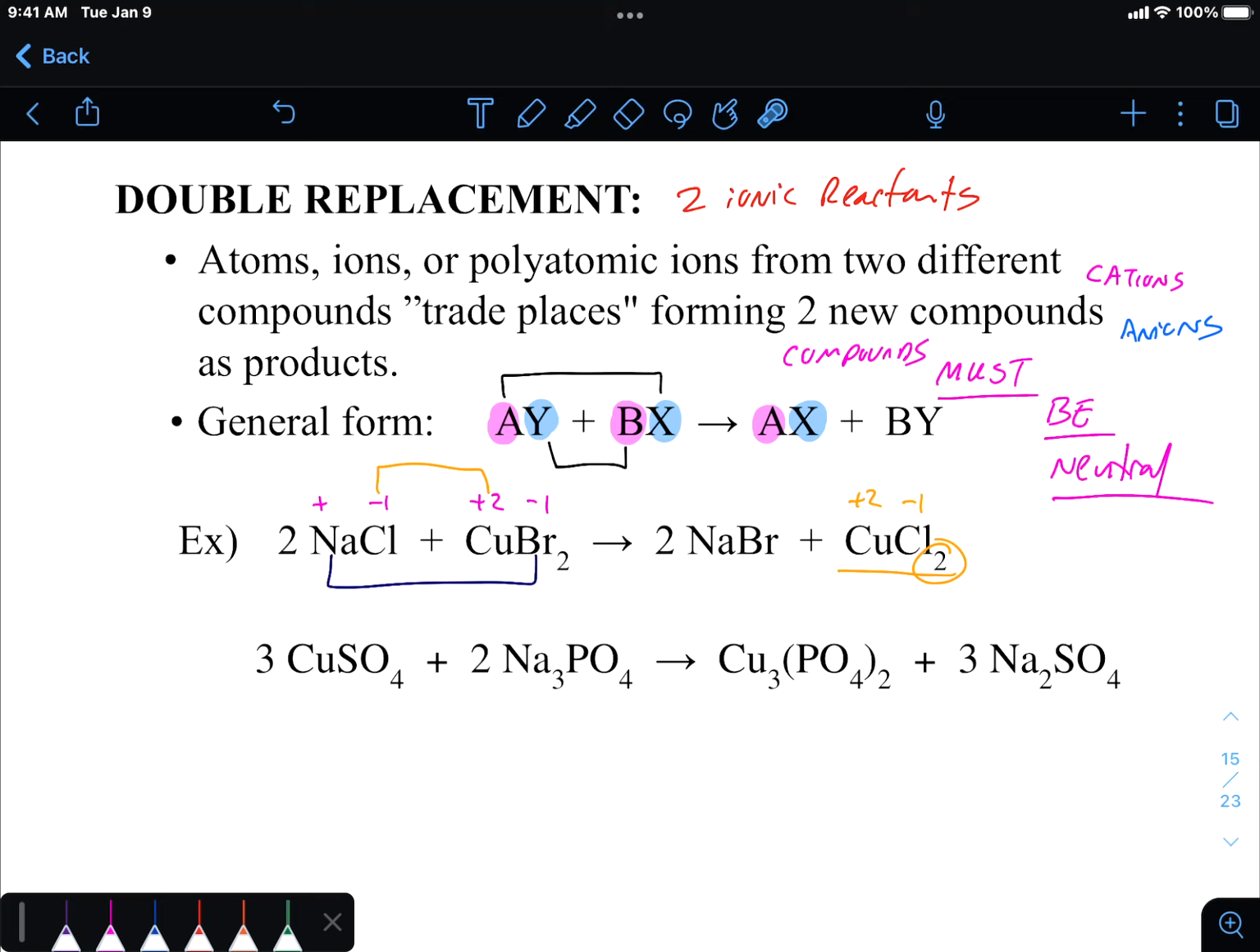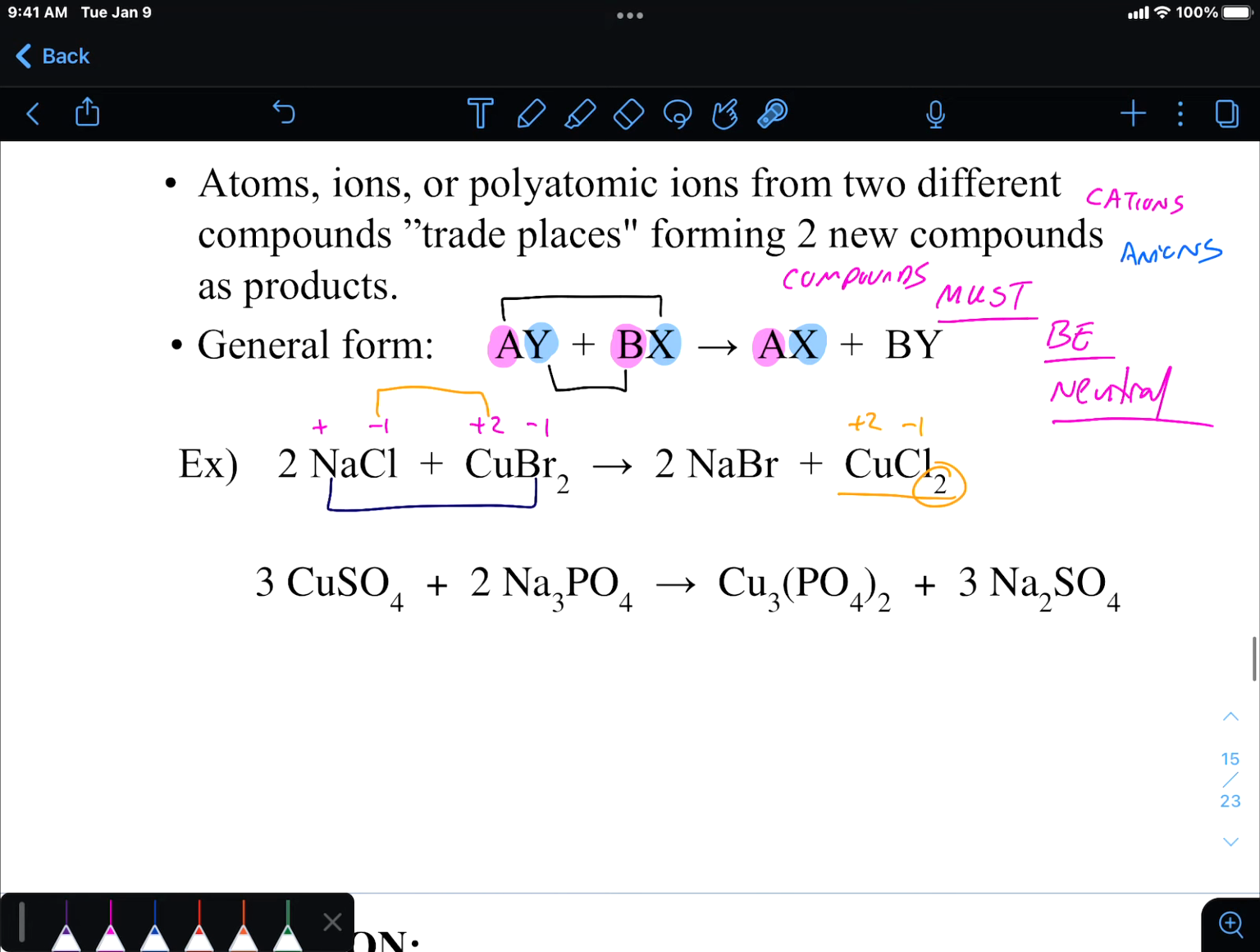All right, so let me give you a couple of examples and see if you can follow the pattern and write the formulas correctly. So let's try this. Here are 2 ionic compounds. I want you to predict what the products are. So write the formulas for the products based on the pattern we just discussed.